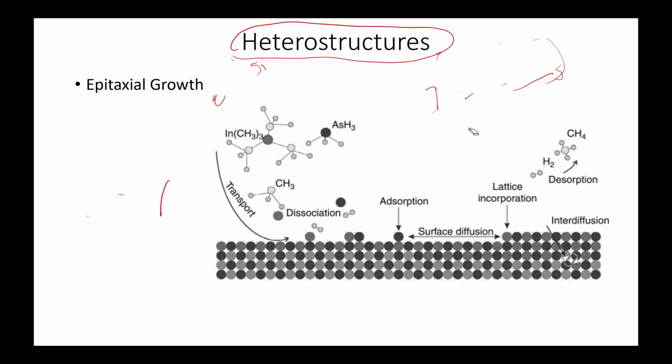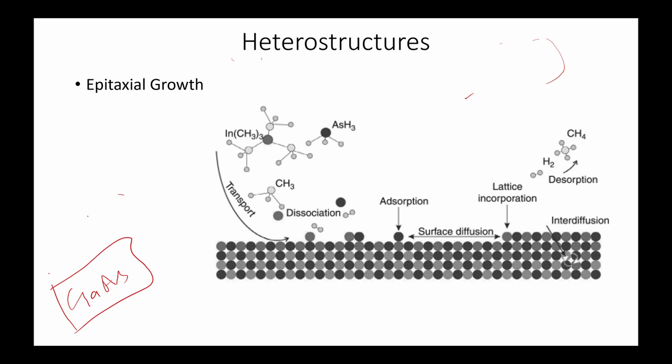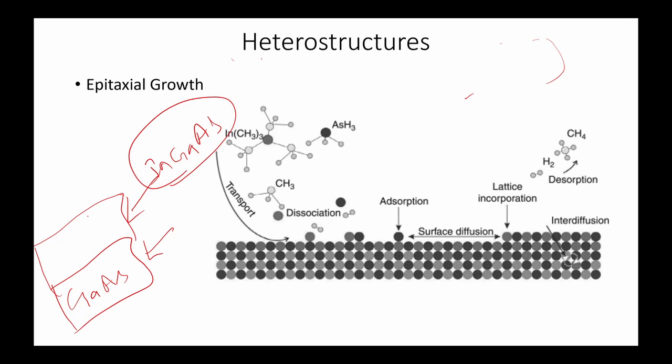Okay, epitaxial growth is like I have given you: this is gallium arsenide, and over that we want to grow another semiconductor which has a different band gap than the gallium arsenide. So what we can grow is indium gallium arsenide. Whatever we are growing above that should be of the same family, like 3-5 semiconductor, this is the same family.